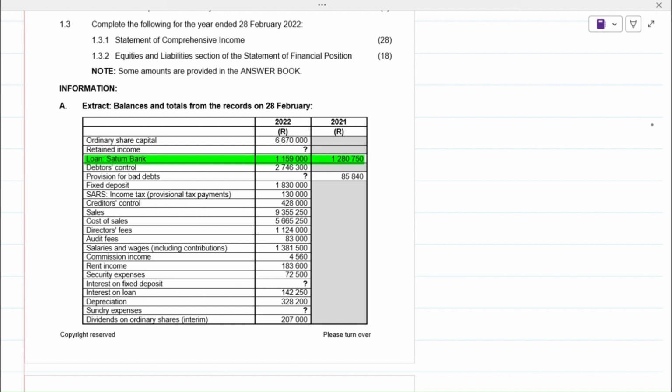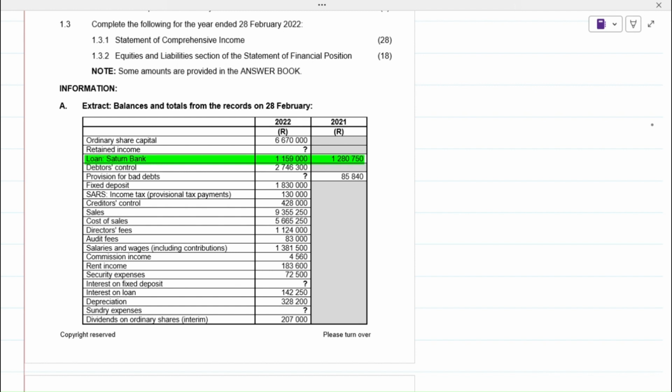So, today I just want to be specific and focus on the statement of financial position, right? But I won't be doing the whole thing. I'm just going to be focusing on certain parts that I feel like you guys need some help with, right? So I'm just going to be focusing on the non-current liabilities, which is the long-term loan.